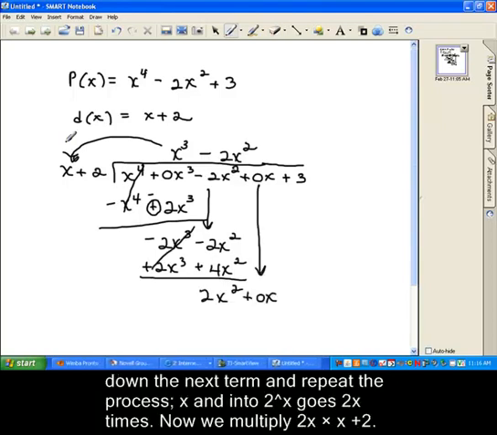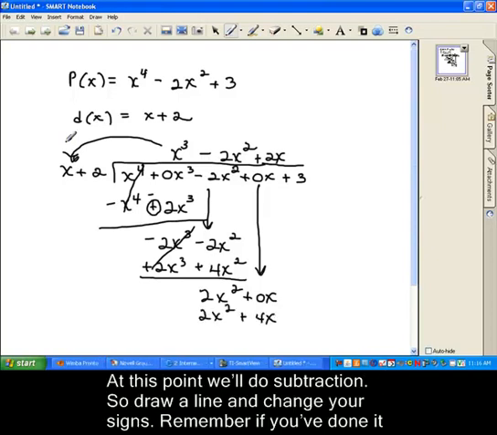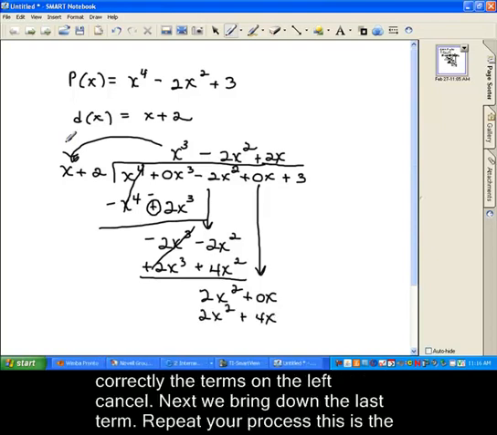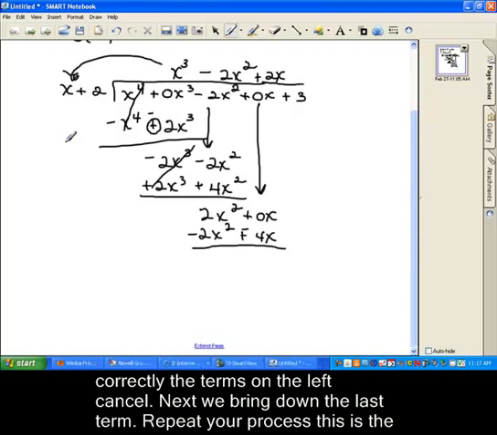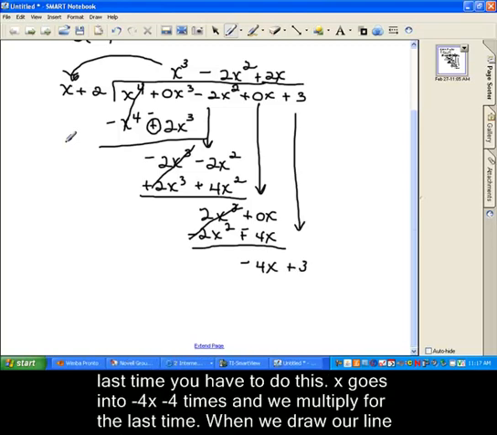X into 2x squared goes 2x times. Now we multiply 2x times x plus 2. At this point, we'll do subtraction, so draw a line and change your signs. Remember, if you've done it correctly, the terms on the left cancel. Next, we bring down the last term. Repeat your process. This is the last time you have to do this.